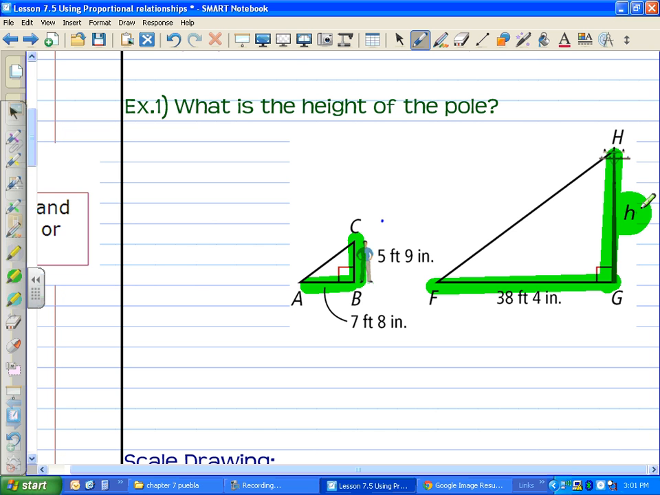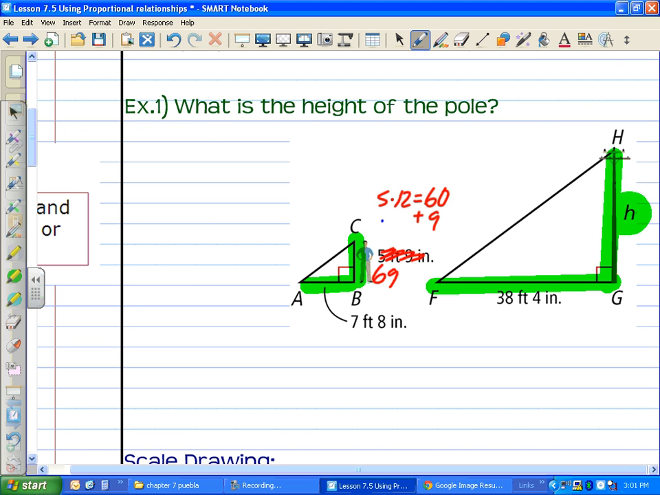Before I do that, let me change all these numbers to just inches. Just like what I showed you, you should be changing all these to inches. So 5 feet 9 inches. Well, 5 feet times 12. 5 times 12 is 60 plus 9. So this part right here, I'm going to say this is 69.